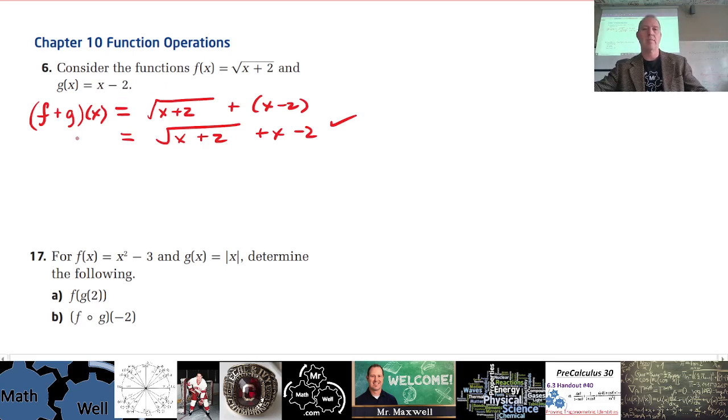Okay. What about g over f of x? That's a division, right? That's like a rational function. So I'll put g on top. So that's going to be x minus 2 over root x plus 2.